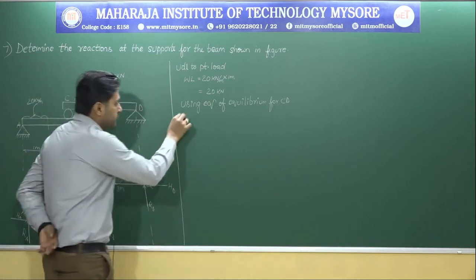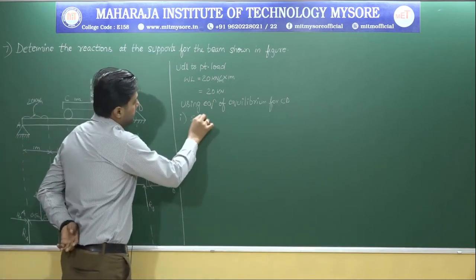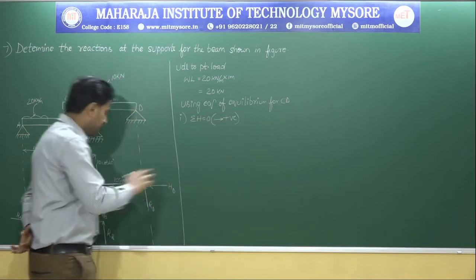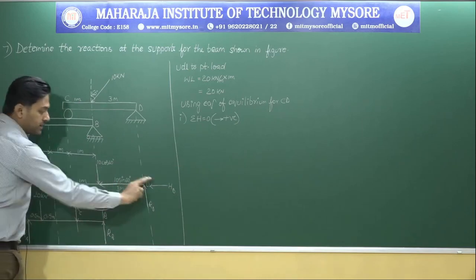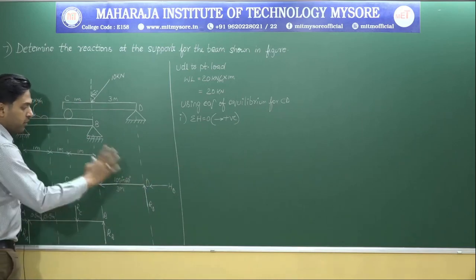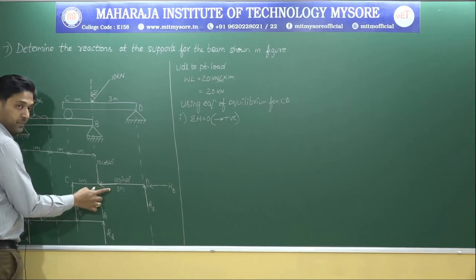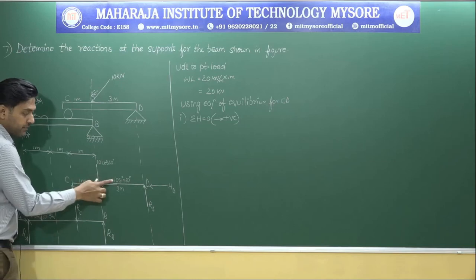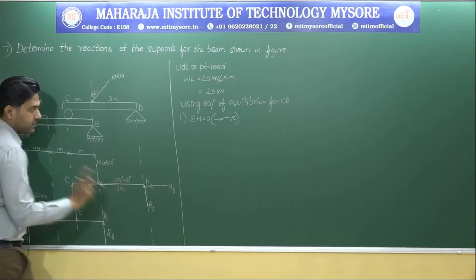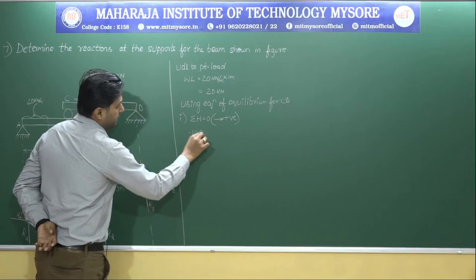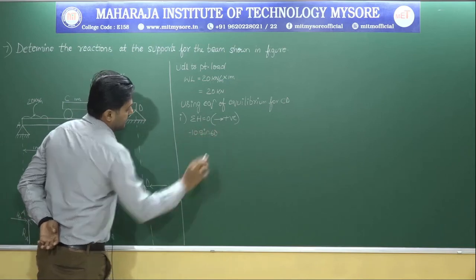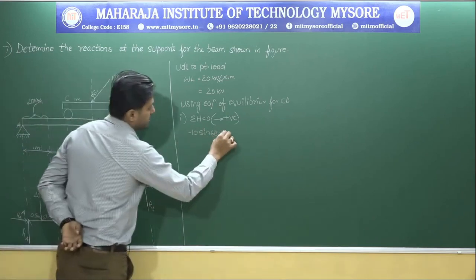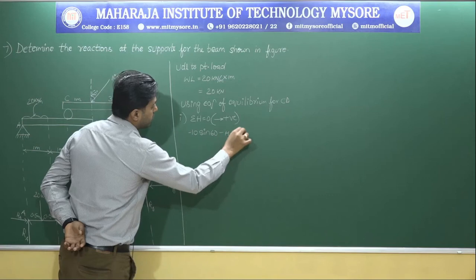So now as usual, first one, sigma H is equal to 0, rightward direction positive. Only I am concentrating on CD beam. So in CD, how many horizontal forces are there? Observe here. There is a horizontal force which is acting in leftward direction, so negative. And what is that value? It is minus 10 sin 60. Next, there is one more horizontal force which is acting in leftward direction. So it is minus HD is equal to 0.